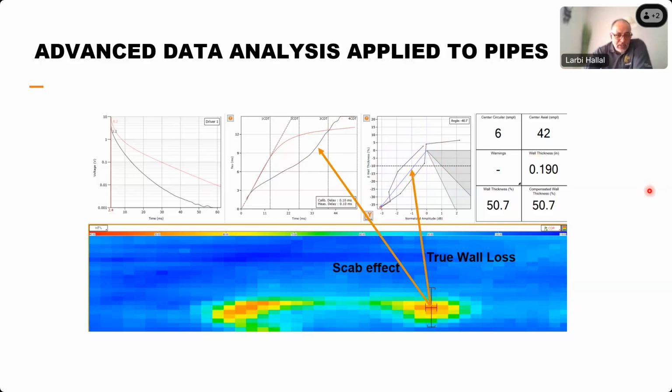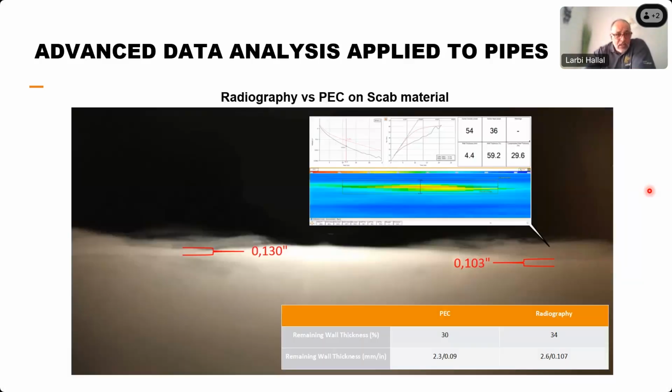This part here is available at Eddyfi. It's a part that was cut from the field with a real scab defect. And we have done on that part some radiography in addition to Pulsed Eddy Current inspection on the scab material. And you can see here that the PEC results are very close to what the RT gave us as a remaining wall thickness. So that means that you can do the inspection here with fewer issues compared to radiography.